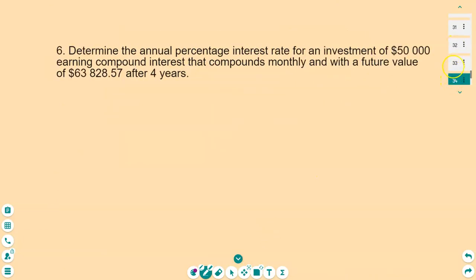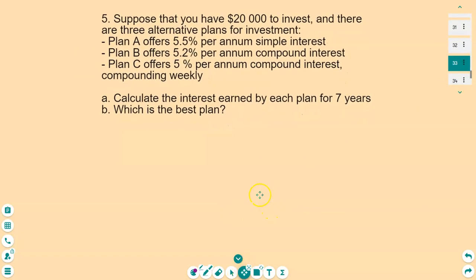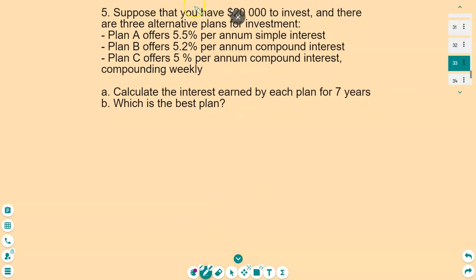And what have we got? 2 more questions to go. This one's a little bit different. I think it will pull everything together nicely though. Suppose that you have $20,000 to invest and there are 3 alternative plans for investment. Plan A offers 5.5% per year simple interest. Plan B offers 5.2% per year compound interest. Plan C offers 5% per year compound interest, compounding weekly. Calculate the interest earned by each plan for 7 years. Which is the best plan? How do you want to invest your money?